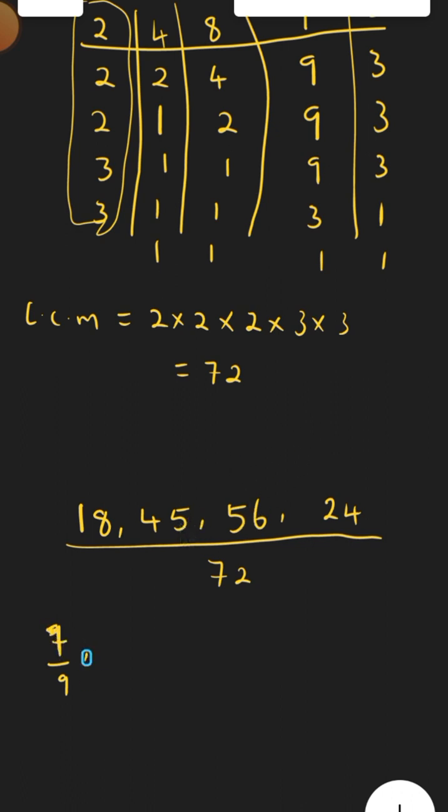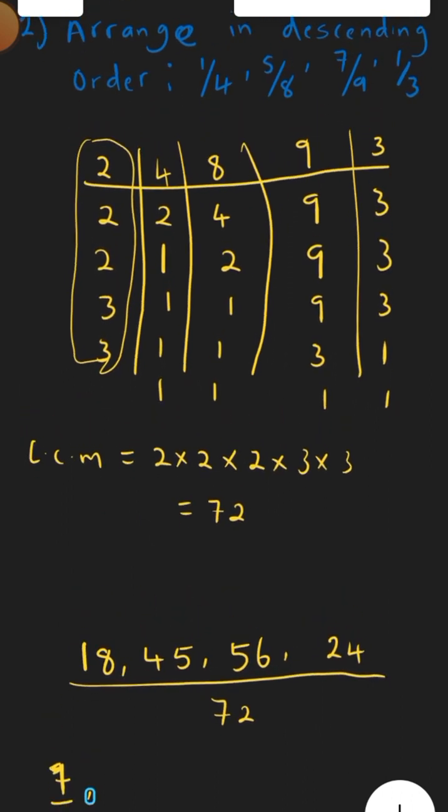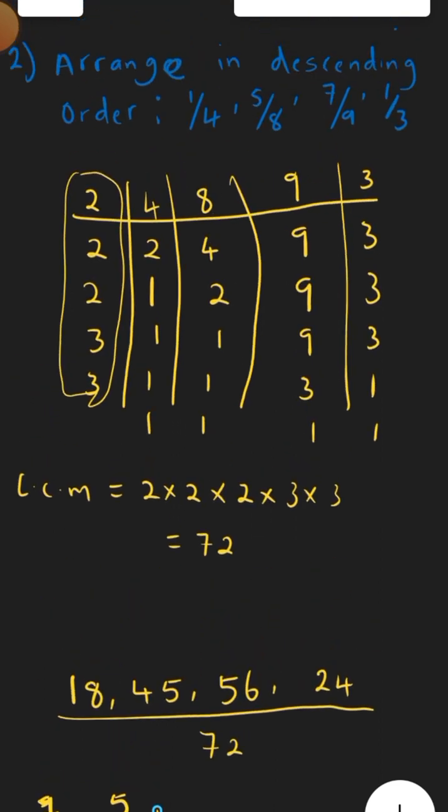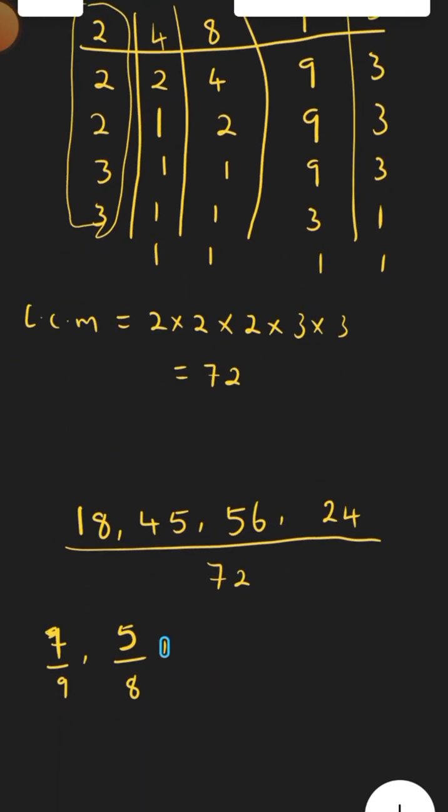The next one is 45. What's the fraction of 45? The fraction of 45 is 5 over 8. Okay, the next one here is 24. What is the fraction of 24? That is 1 over 3. So we are going to write 1 over 3. And the last one here is 18, which is 1 over 4. We have successfully rearranged in descending order, from the biggest to the smallest fraction.